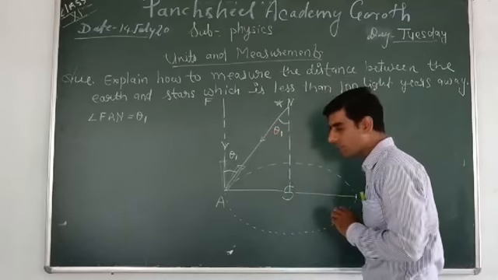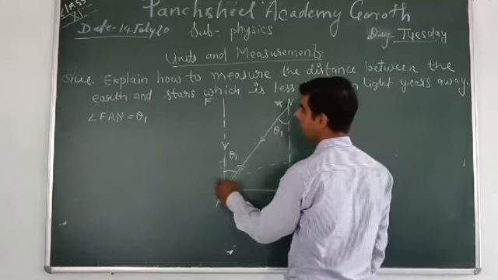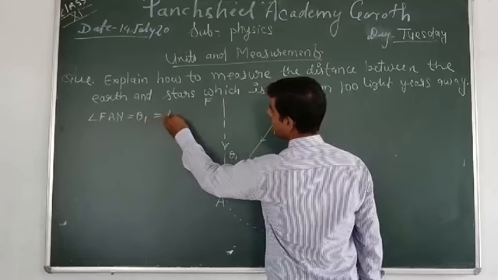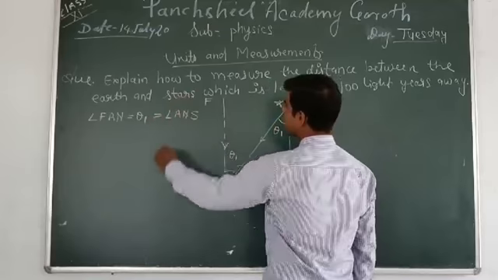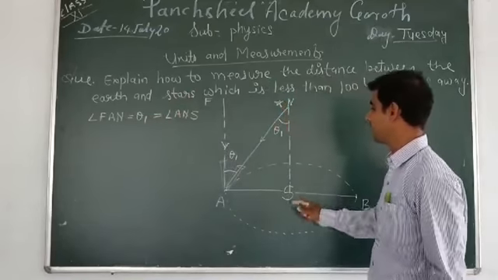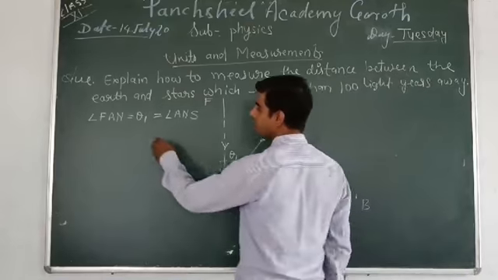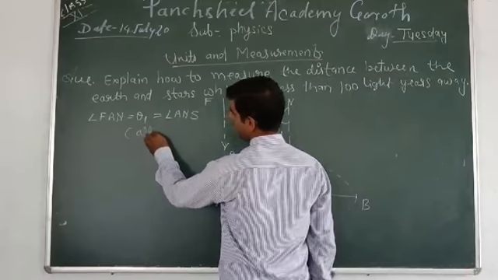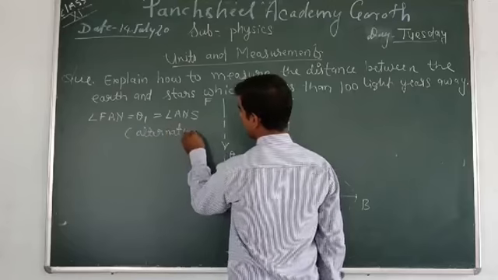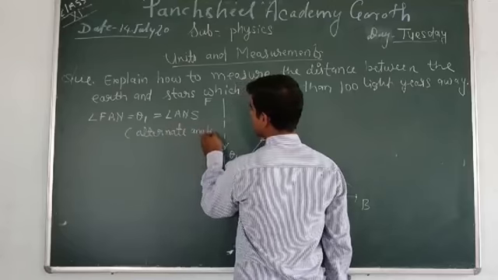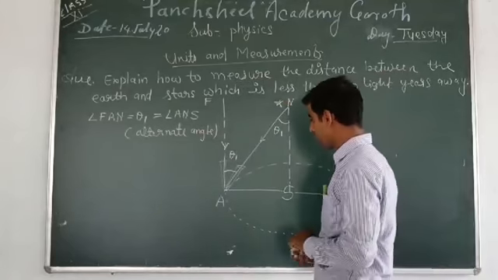Why is this angle theta 1? I write the name of this angle theta 1. That is the angle ANS. Why are these two angles equal? Because these are alternate angles. Okay, alternate angles.